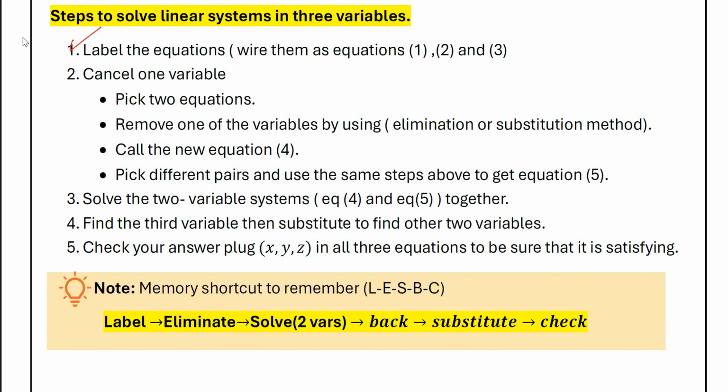Labeling all three equations, equation 1, equation 2, equation 3 as example, then canceling one of the variable. Picking two equations to cancel the variable, then call this new equation equation 4, then after that repeating the process and make a new equation, which is equation 5. Then solve equation 4 and 5 together. Then we substitute the variable that we got to find the other two. Then we check our answer. So I'm gonna tell you all of these steps through this example.